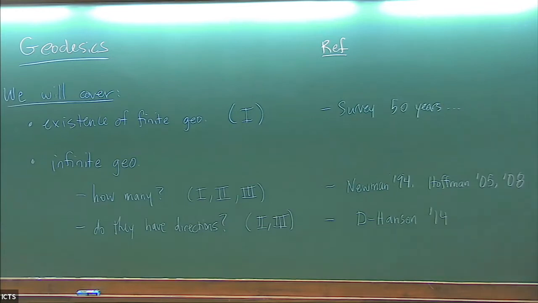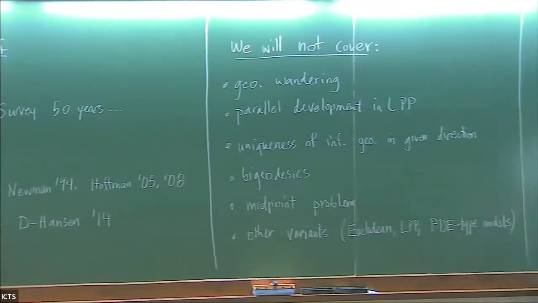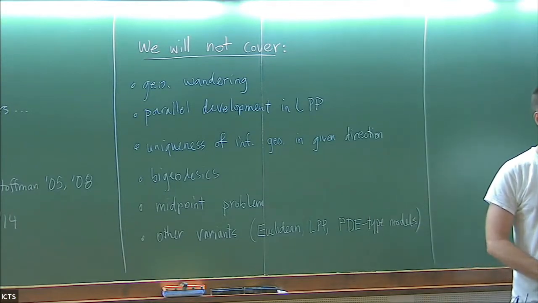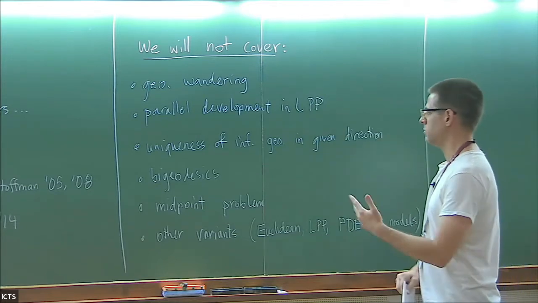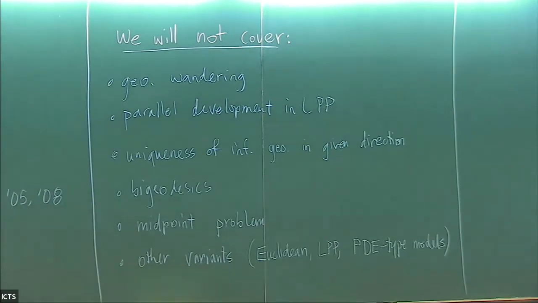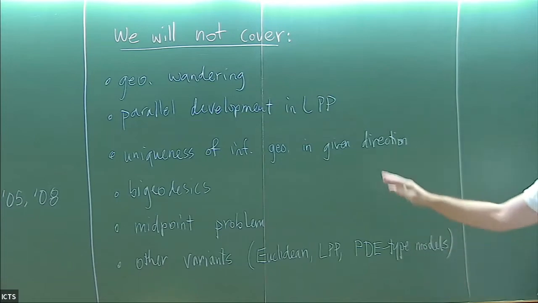Okay, so there are a lot of topics within geodesics, so we're not going to cover a lot of stuff. So this is a partial list of things we won't cover. They're all important. Geodesic wandering, how far do geodesics stray from straight lines? There's a whole theory of basically everything we'll talk about in last passage percolation. Won't say much about that. Then there's a uniqueness of infinite geodesic question. If you fix a direction, can you find two infinite geodesics in that direction? We won't say much about that.